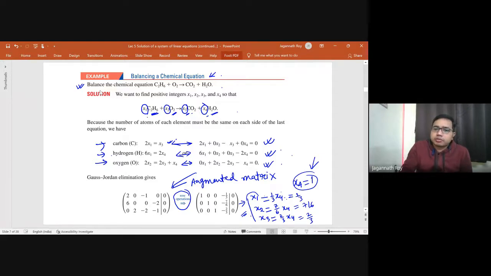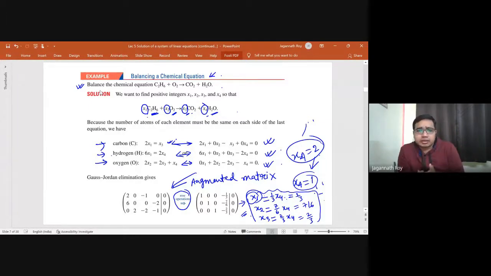If you take x4 equals 2, then you will get different values. So in fact, depending on the structure of the final equations that you get, here you will get an infinite number of solutions. Why we are getting such an infinite number of solutions, we'll discuss a little later. But first, we see another example.